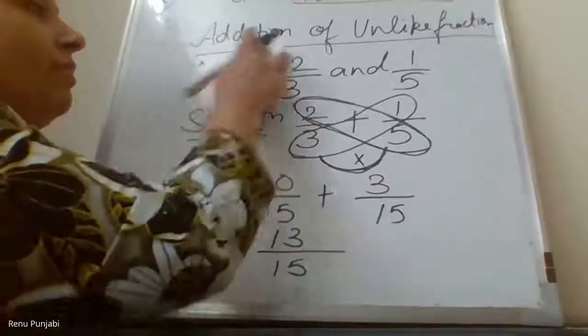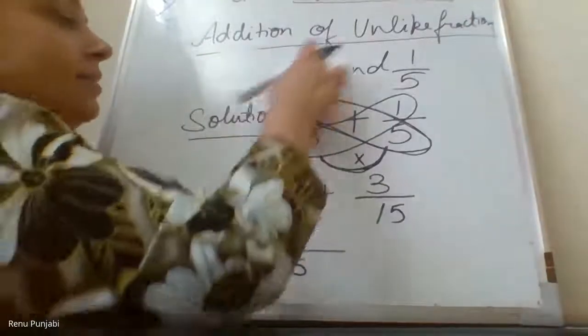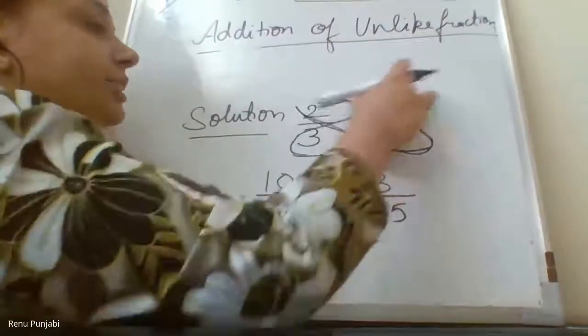So now we will learn how to add more than 2 fractions which are unlike fractions.